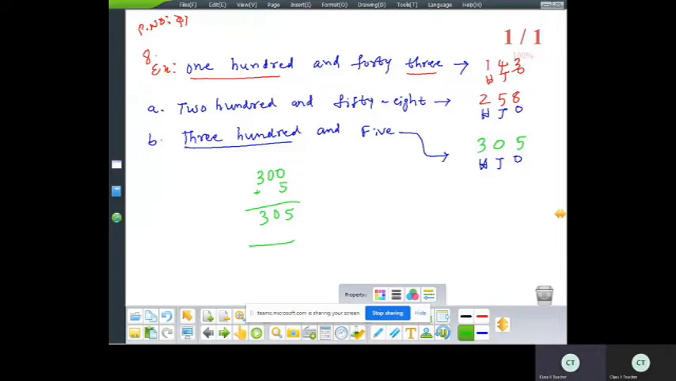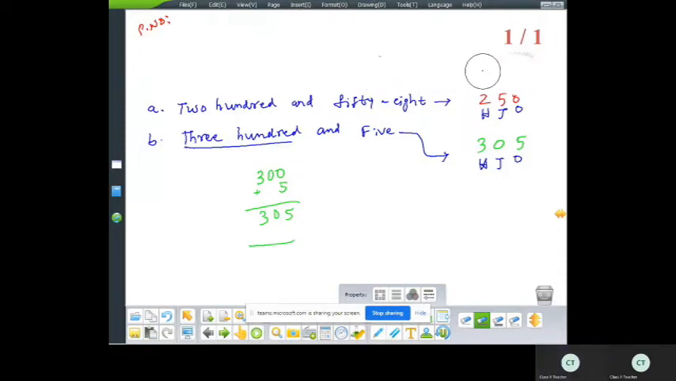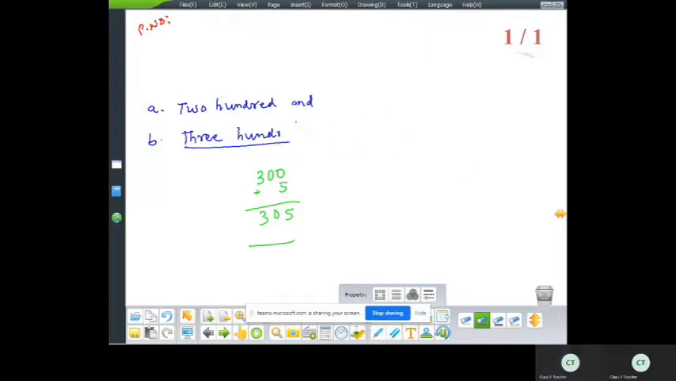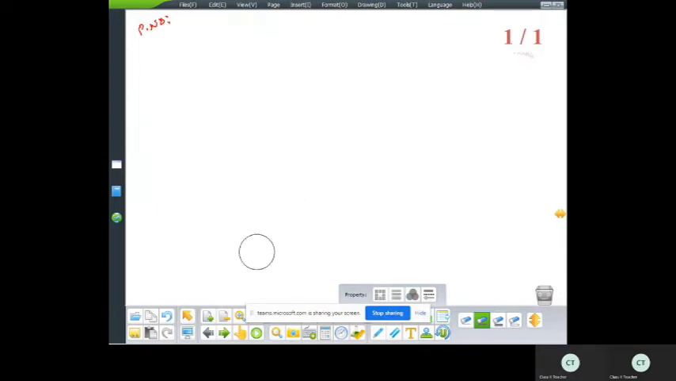That is page number 42. Yes, all of you open page number 42, question number 9. Solve the following problem.